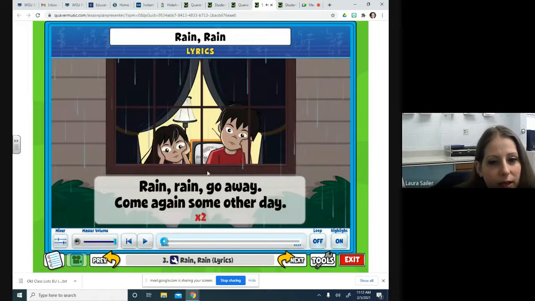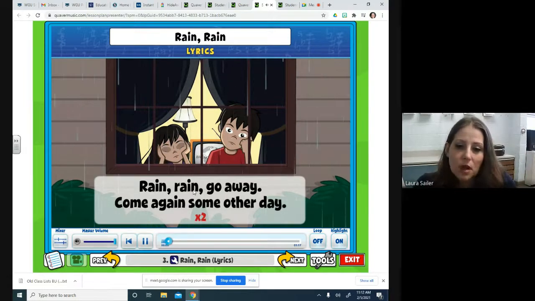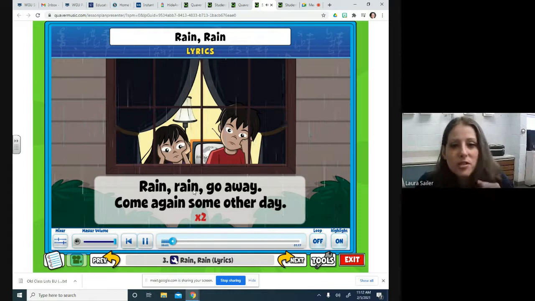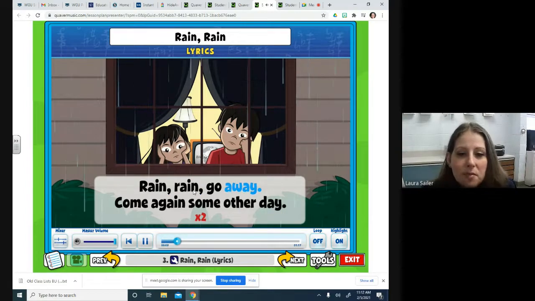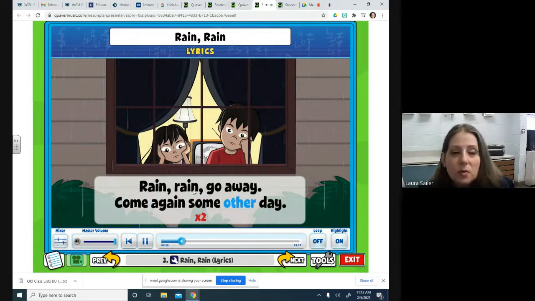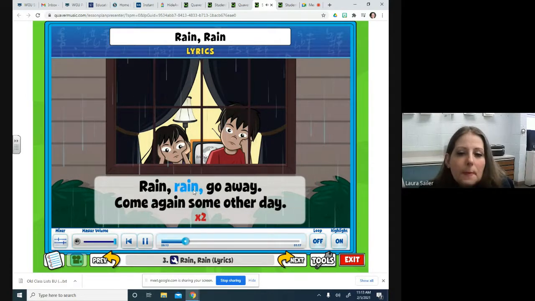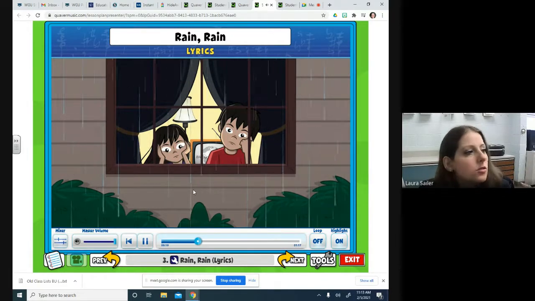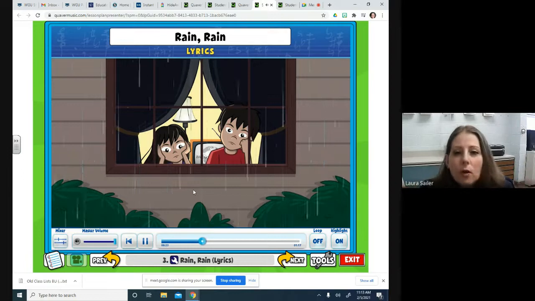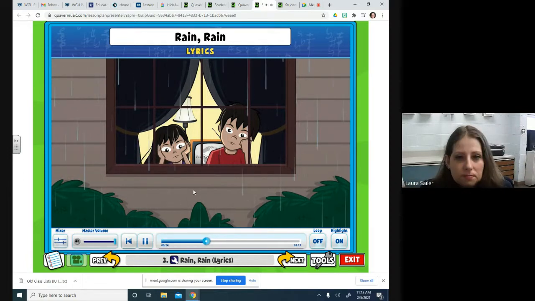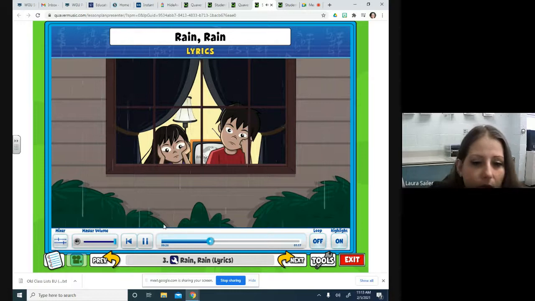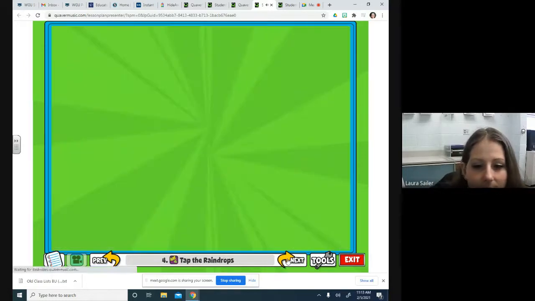And we have Rain, Rain, which we remember listening to. And so we just click play to listen to it again. You can snap, you can tap, you can snap, clap, pat, or march the beat. Or you can even clap the melody if you want to. Or clap the rhythm, rather. So whichever one you would rather do while you're singing. Okay, and then when you're done listening to that, you can click next.